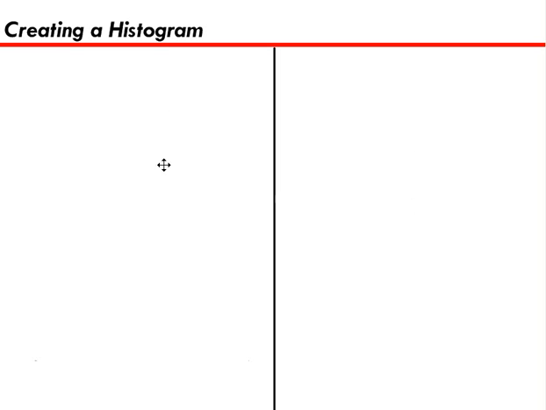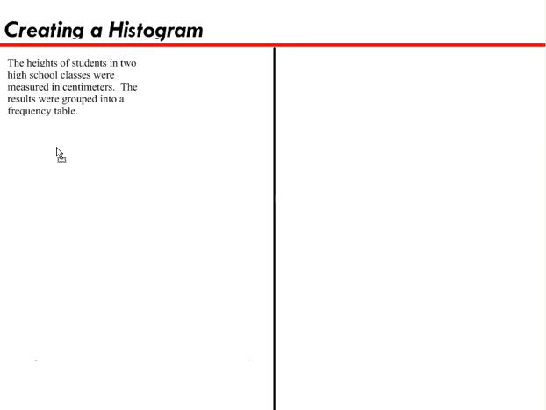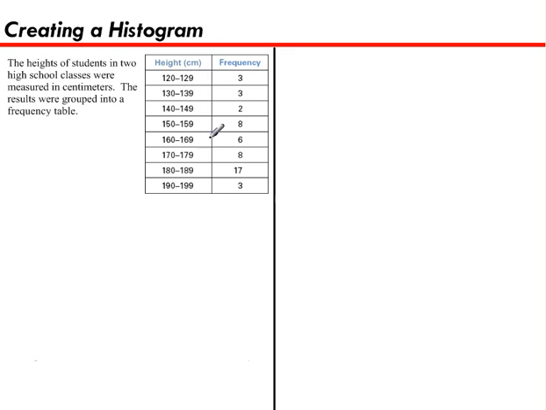Let's go ahead and have a look at our first study. The heights of students in two high school classes were measured in centimeters. The results were grouped into a frequency table, and the frequency table looks like this. You can see it's been grouped in tens in the height column, and we have our frequencies on the right. So, for example, 3 people were measured to be between 120 and 129 centimeters. And the question asks us, well, display the data in a histogram, so it's a lot easier to look at. We can make conclusions quickly.